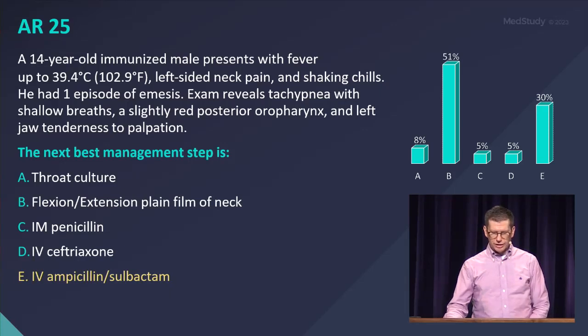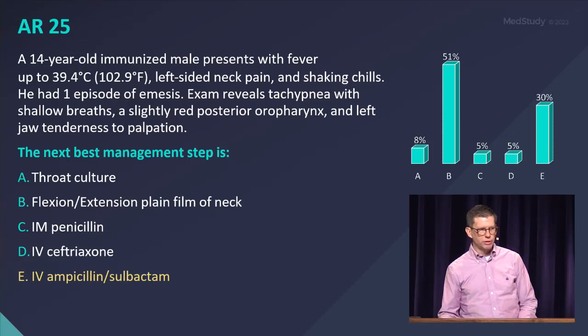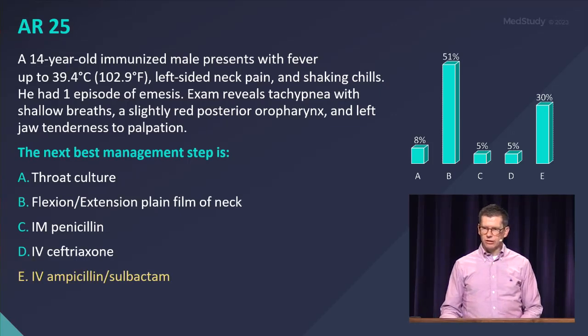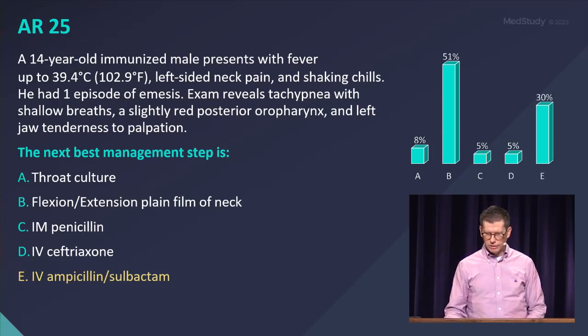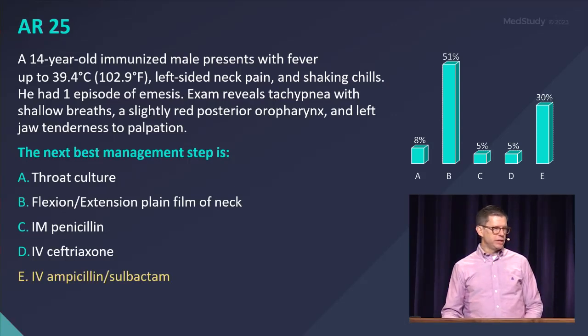A flexion extension plain film of the neck would be good for a deep neck infection like a retropharyngeal or parapharyngeal abscess. That's not going to cause left jaw pain typically. It's also not going to cause shallow breaths often. IM penicillin wouldn't be good empirically, maybe once you get cultures back.